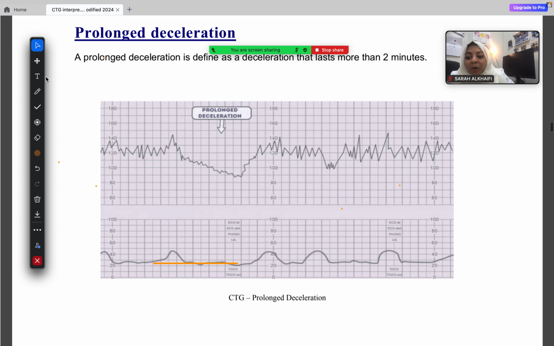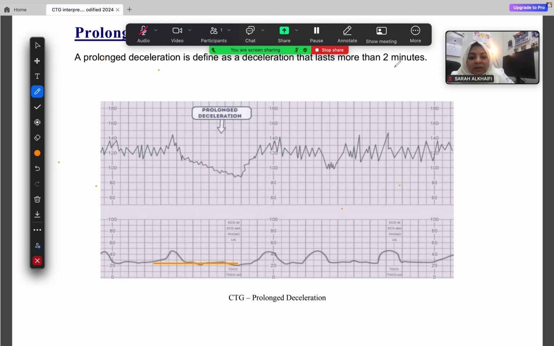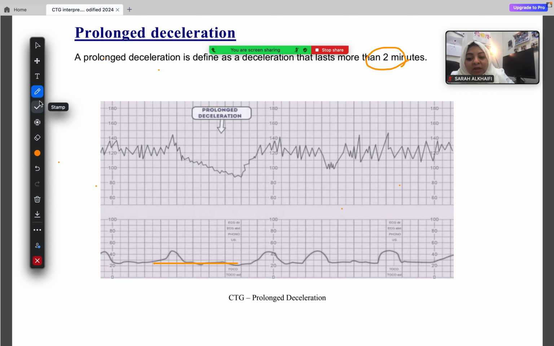Prolonged deceleration, I already talked about it. So a deceleration that lasts 2 minutes. It could be late, it could be early, but any deceleration that lasts for 2 minutes, we call it prolonged deceleration. I'm talking so fast, please forgive me.